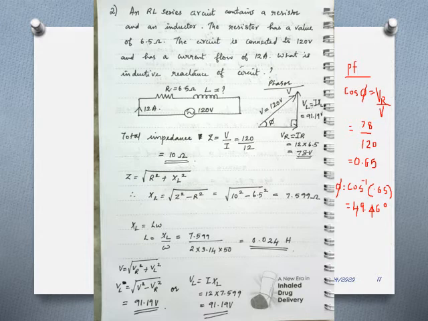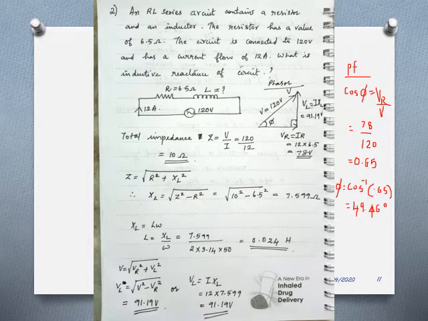Now VL, you can find out in two ways. Either you can use the equation VL is equal to I XL, that is 12 into 7.599, you get 91.19 volt. Or you may use the equation VL is equal to square root of V square minus VR square. Why? Because the total voltage is the vector sum of the voltage across the resistance and inductance.